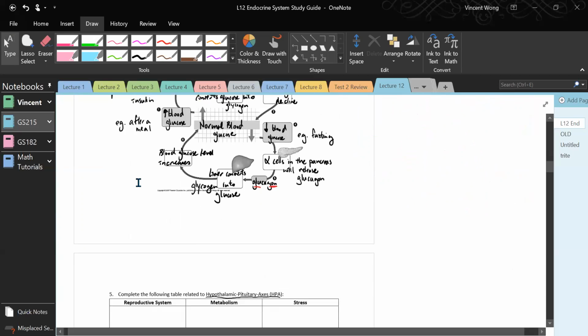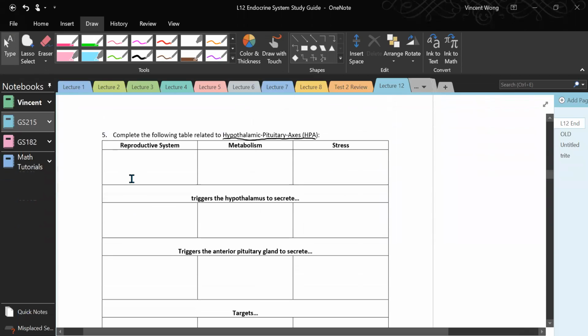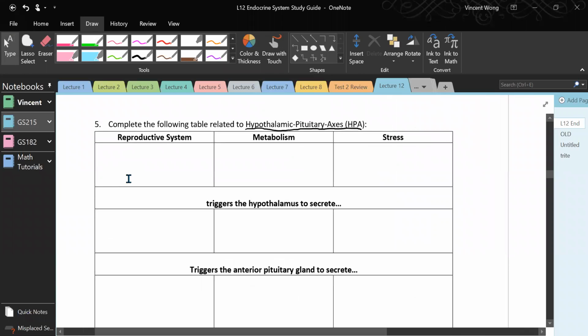Okay, great. All right, so back to the HPA, right? The hypothalamic pituitary axis. So let's start with something that we are familiar with. Okay, let's go back to last week.